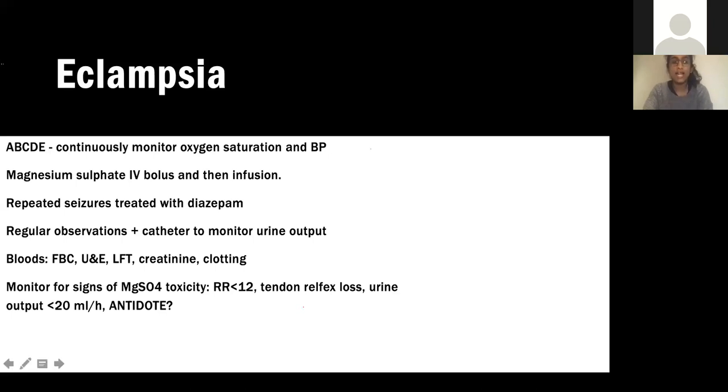Do you guys know what the antidote is for magnesium sulfate? Calcium gluconate, good.